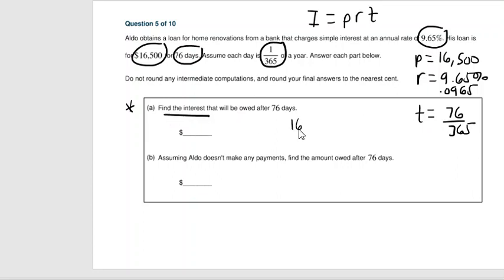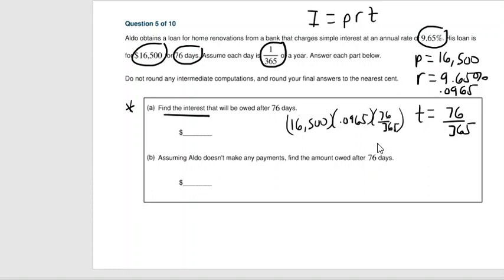So 16,500 times 0.0965 times 76 over 365. And if you're using your phone as a calculator to do this, I'm actually using my phone as a calculator to do this. So the way that you would want to do this is you would want to put in the 76 divided by 365 first. You would want to change that fraction to a decimal.